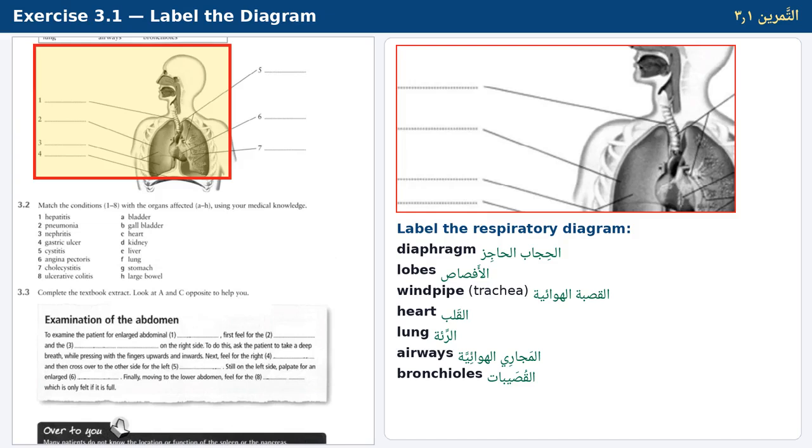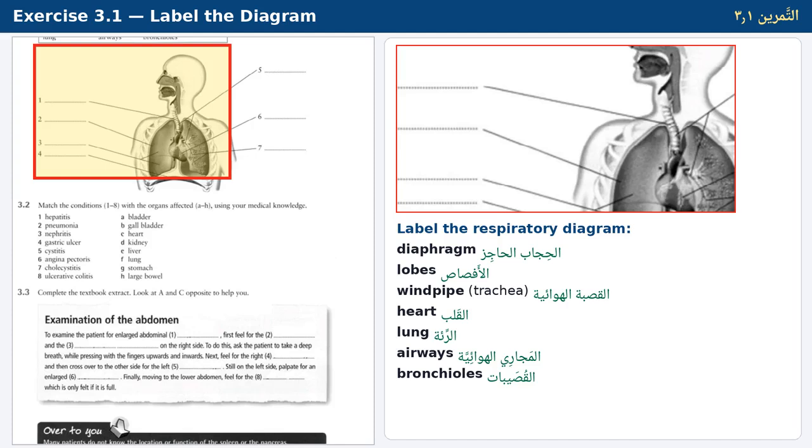Exercise 3.1. Label the diagram. In this exercise, you need to label a diagram of the respiratory system using words from the box. Let us solve it. Number 1. Diaphragm. The muscle below the lungs. Number 2. Lobes. The sections of the lungs. Number 3. Windpipe.